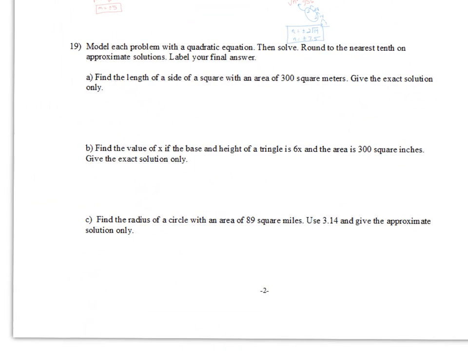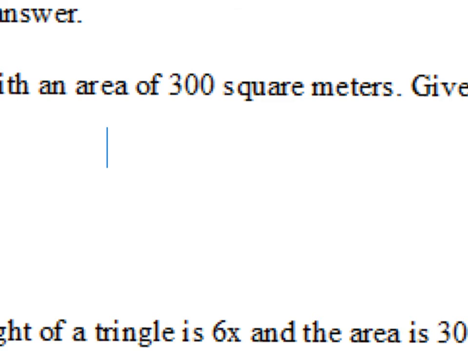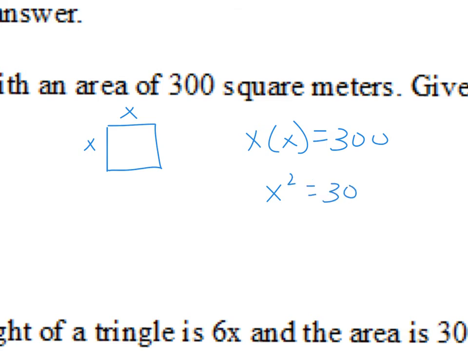Okay, find the length of a side of a square with an area of 300 square meters. Okay, so again, if I'm thinking about a square, I don't know what this is. We know that the square would have the same length and width. So I've got x times x equals 300, or x squared equals 300.